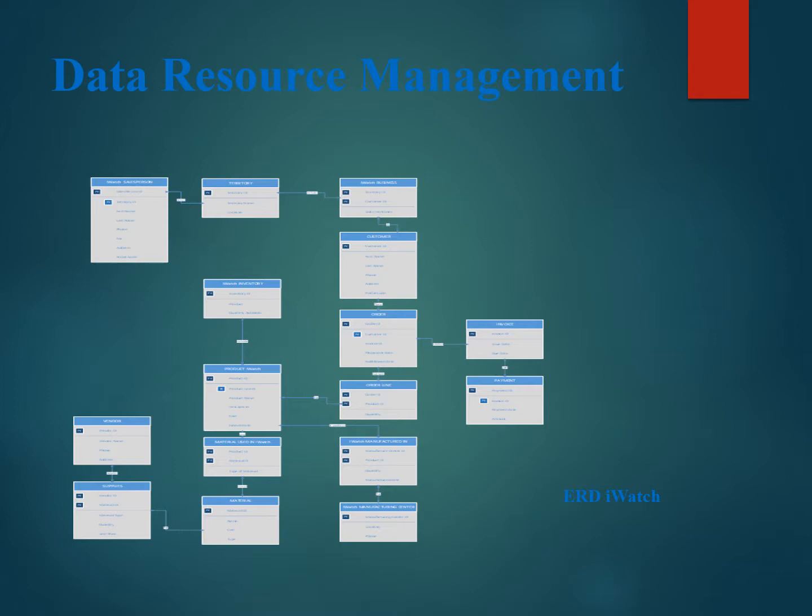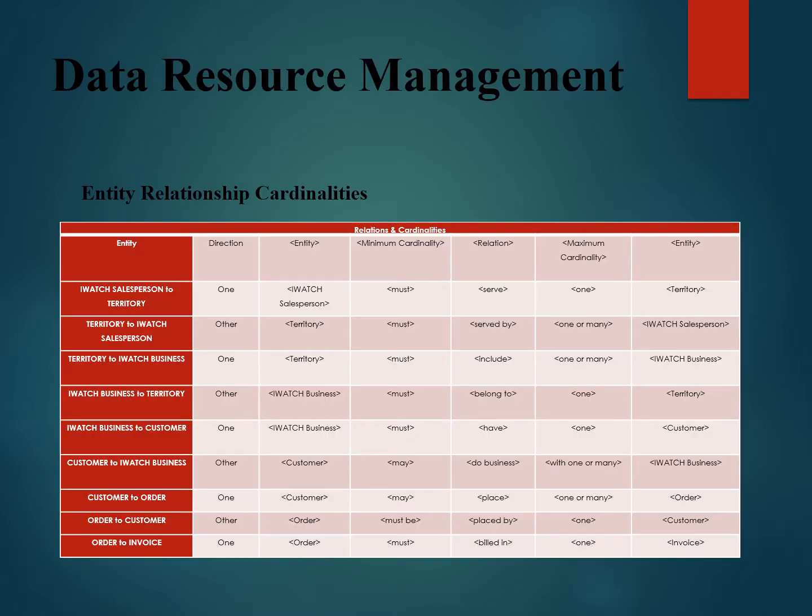And as you can see, the relationship between those two entities is one to many. As you look at the ERD, like I said, we have multiple relationships between the entities here. This is our entity relationship cardinalities. This is just a breakdown of the ERD.